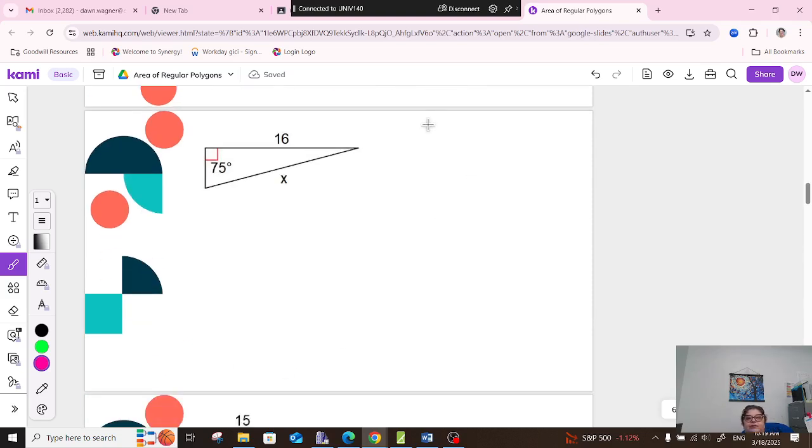And I remember SOHCAHTOA. So sine is opposite over hypotenuse. Cosine equals adjacent over hypotenuse. Tangent is what? Opposite over adjacent. I accidentally put tangent first.